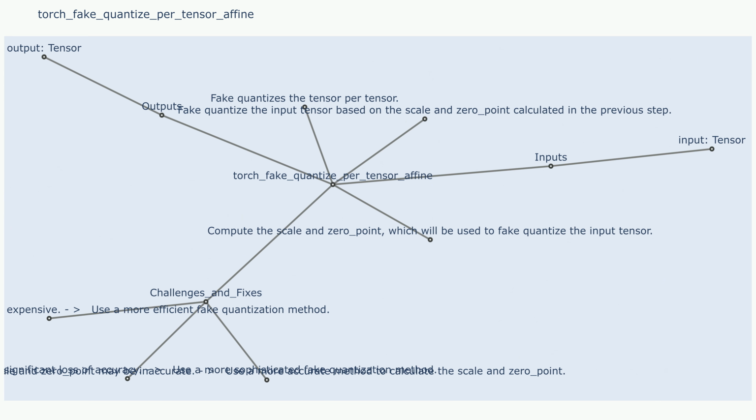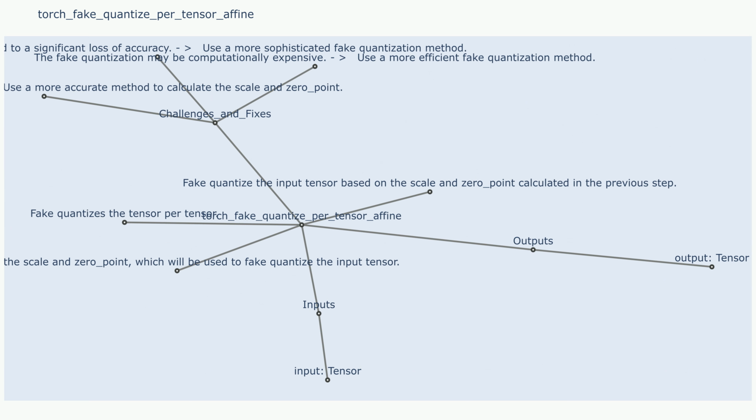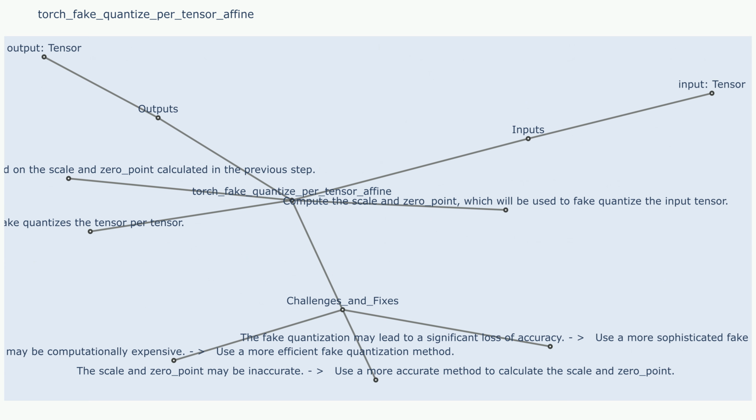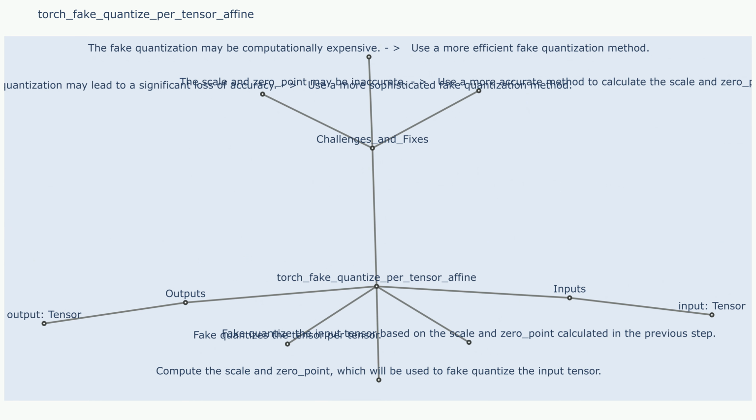Challenge 3: the input tensor has a large number of elements. This can lead to performance bottlenecks during quantization. Sample use case that resulted in challenge 3: a tensor with millions of elements. Fixes to challenge 3: use optimized implementations of the quantization function. Consider using a GPU or other specialized hardware for acceleration.